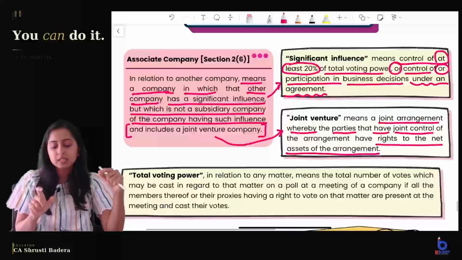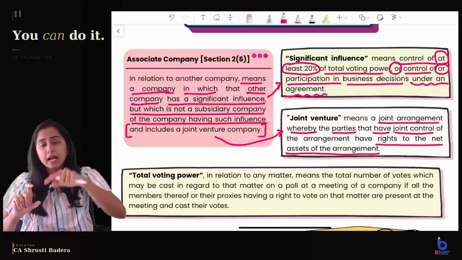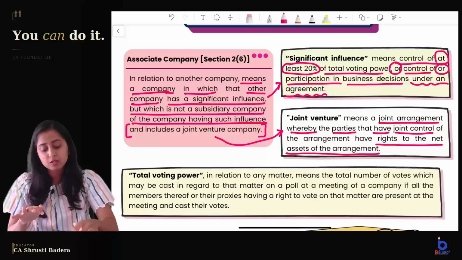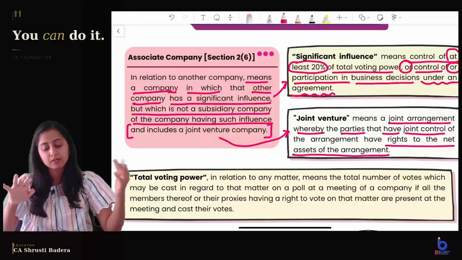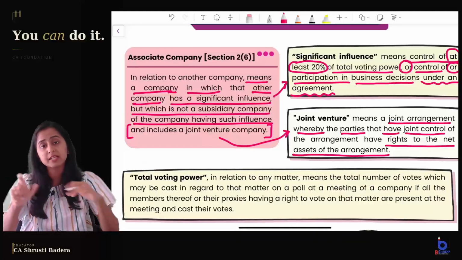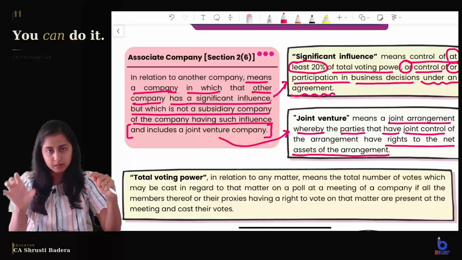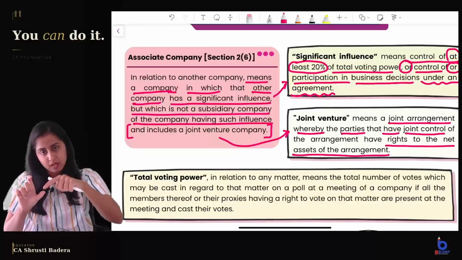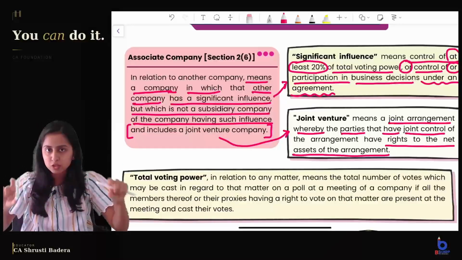Then coming to associate company: a company in which another company has significant influence, but such company having significant influence does not become a subsidiary of that company, and it includes a joint venture. Associate company means a company in which another company has significant influence but which is not a subsidiary of such company having significant influence, and it includes the joint venture.